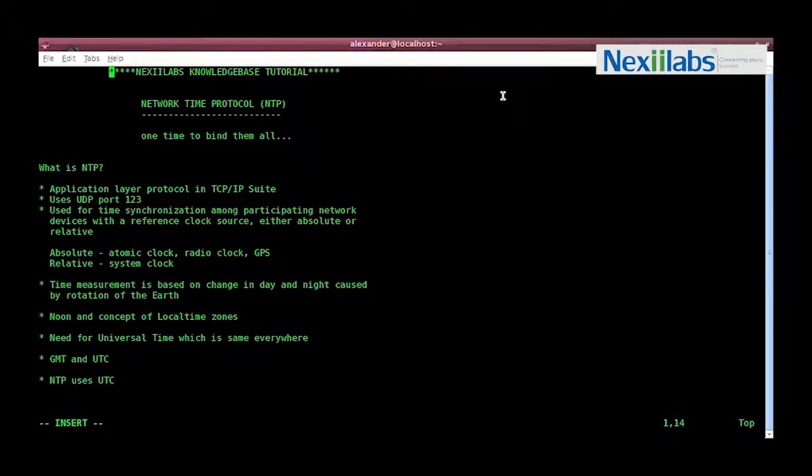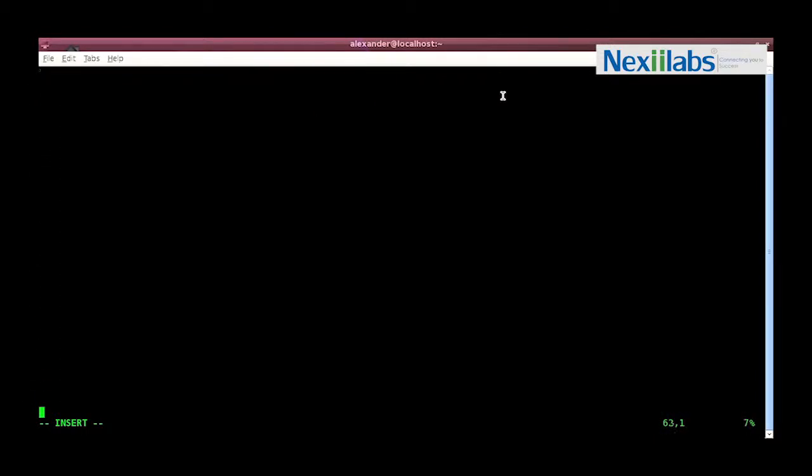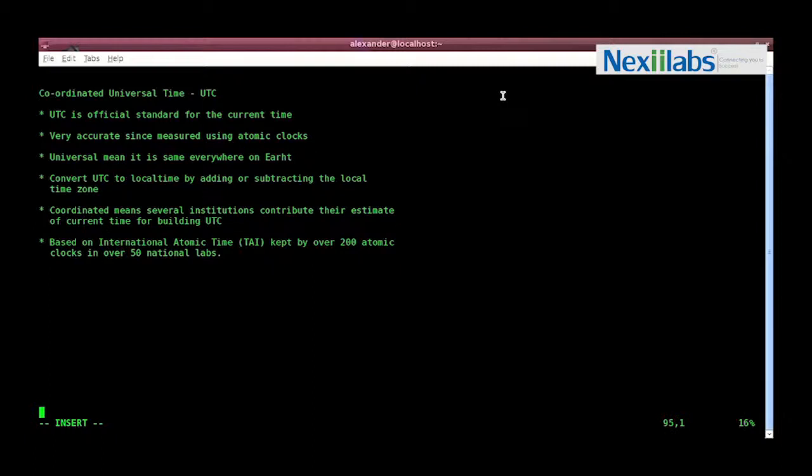So NTP uses Universal Coordinated Time, or UTC. It does not use Greenwich Mean Time. UTC is the official standard for the current time. Greenwich Mean Time was the world's standard time, which was replaced as the official time standard since it is not as accurate as UTC, which is measured using atomic clocks.